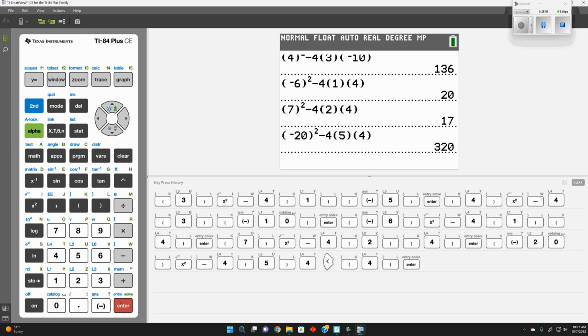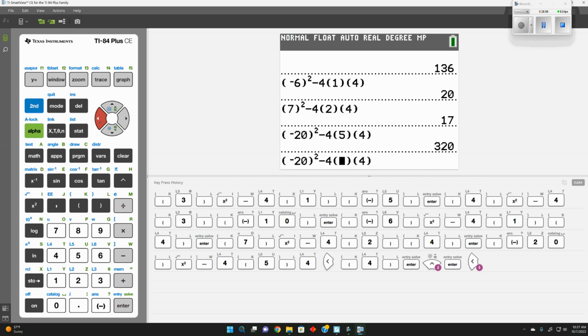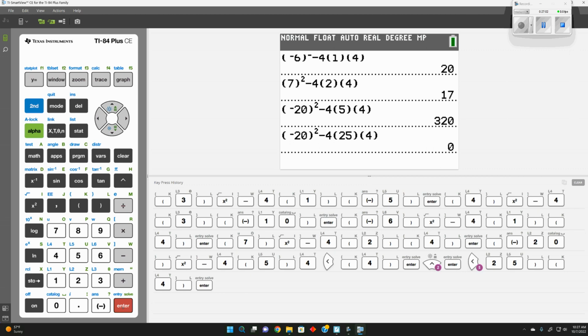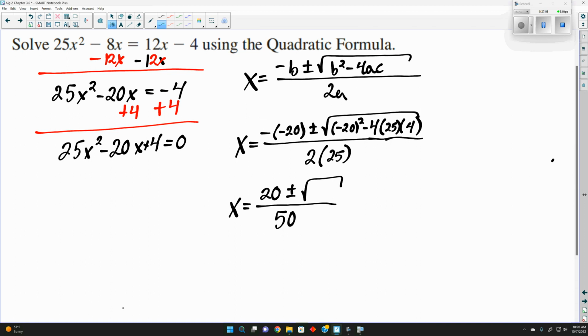I thought something seemed a little off. It's 25. 25 times 4, which is 0. So what goes inside the square root is 0.